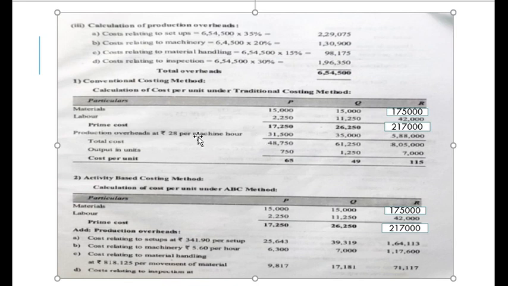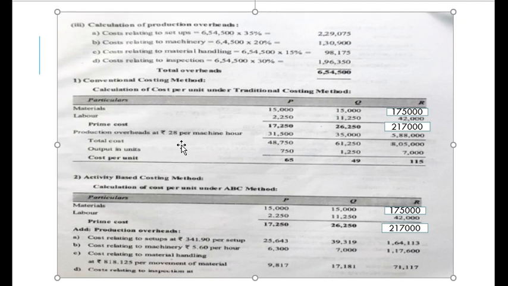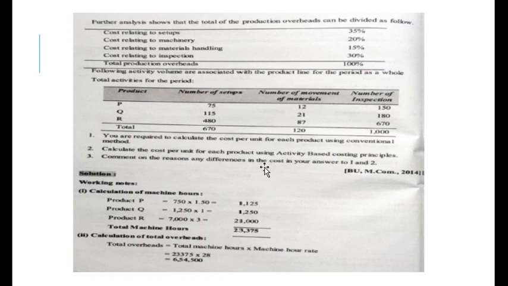So after getting a prime cost, under traditional method, we will find our production overhead at rupees 28 per machine hour. So as the rate is already given, and as per our calculation, as per the percentages which are given, 35%, 20%, 50%, 30%, from the total overheads we have calculated the overheads for each activity, that is setup, machinery, material handling and inspection. So the total overheads as per our calculation is 6,54,500. So this is our total overheads.